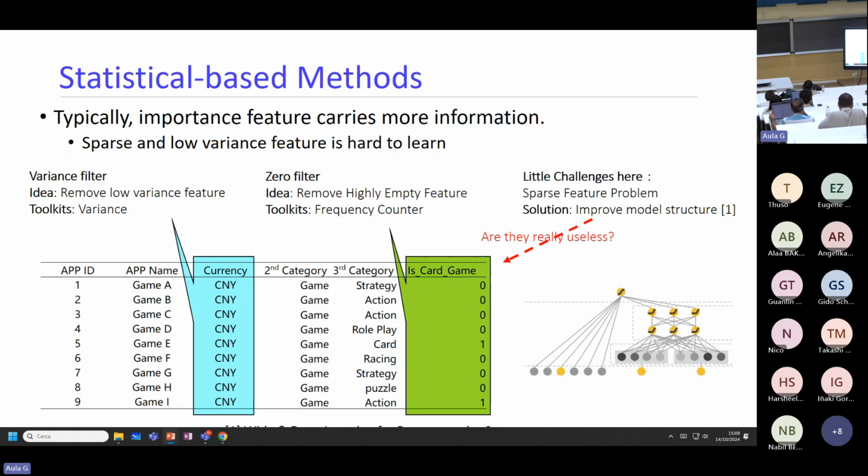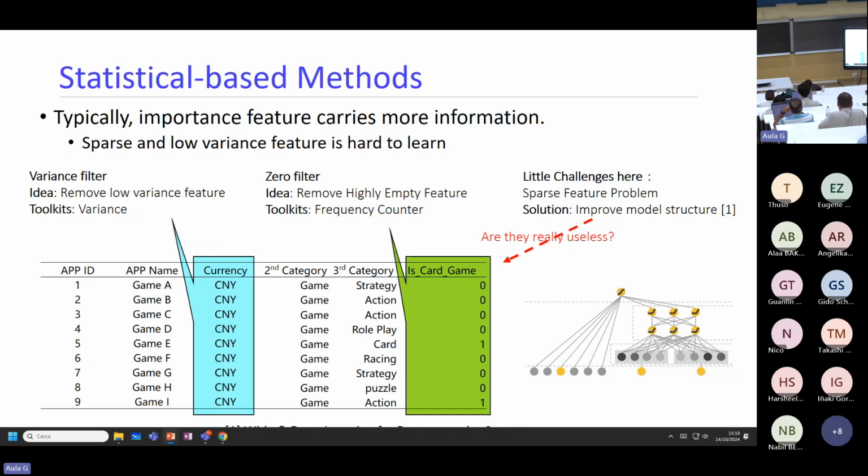In this feature, there are mostly zeros, and only a few of them are one. So we think there are a lot of empty values here, but there is still a little challenge: whether these features with many empty values are really useless. The answer is no.